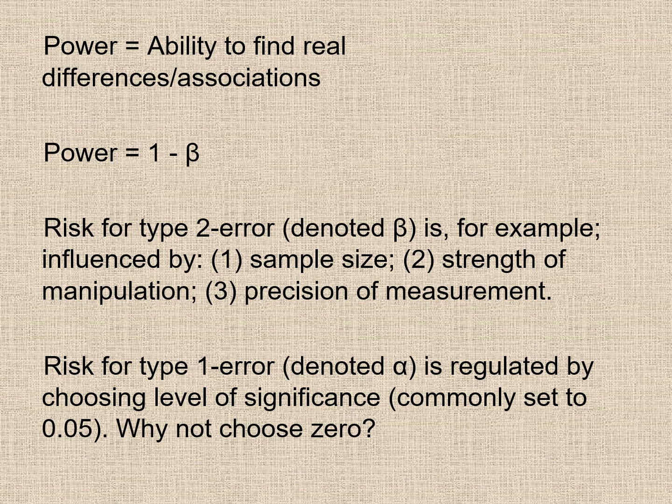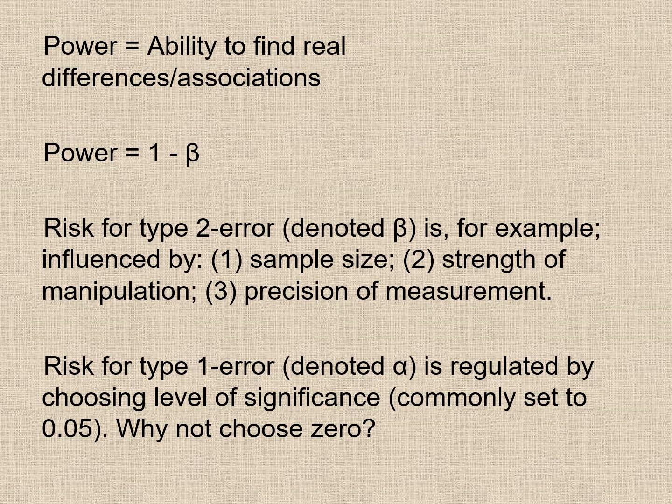Everything else equal, if we decrease the significance level from 0.05 to 0.01, then there will be a lower risk for type 1 error. There will be a lower risk for us to receive a significant result by chance, when the null hypothesis is actually correct. So the lower the significance level, the lower is the risk for type 1 error.